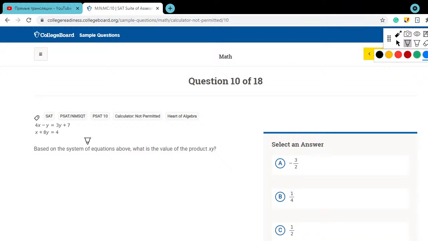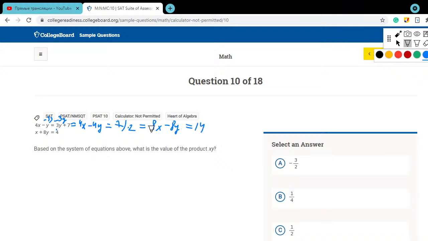Let's look at here. Based on the system of equations above, what is the value of the x, y product? Let's first get rid of this 3y, so we minus 3y here and here, and we get 4x minus 4y equals 7. And now we need to use our knowledge. Let's multiply all of this by 2, and we will get 8x minus 8y will be equal to 14.